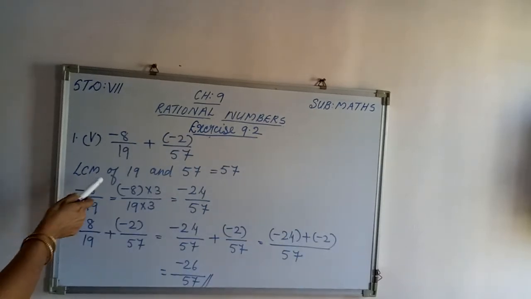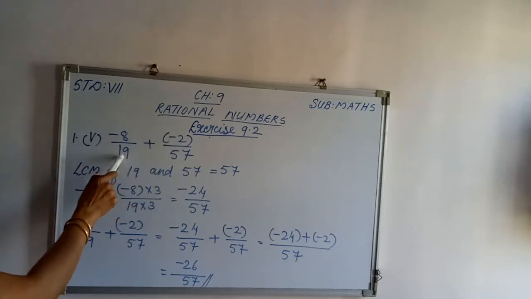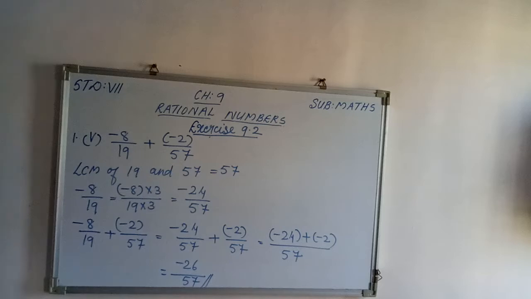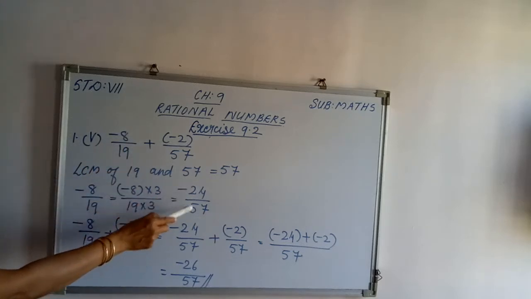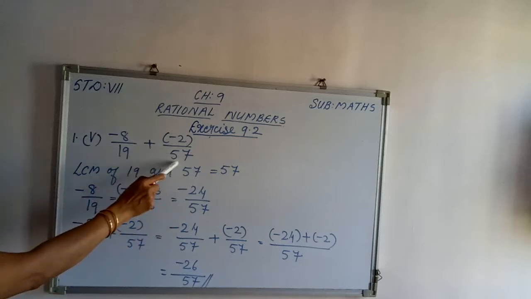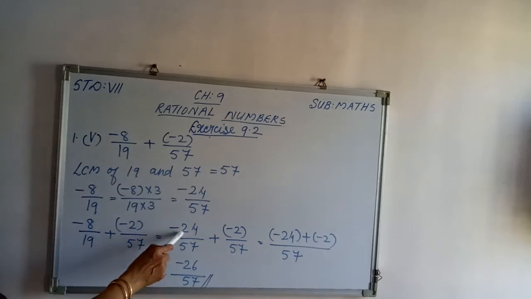In fifth one. Minus 8 upon 19 plus minus 2 upon 57. 19 and 57 are the denominators. LCM of 19 and 57 is 57. So keep the denominator as 57. So here the first rational number you have to multiply by 3 on both numerator and denominator. Then we get minus 24 upon 57. So here 57 is the denominator, so we can add the numerators. Minus 24 plus minus 2 upon 57, that is minus 26 upon 57.